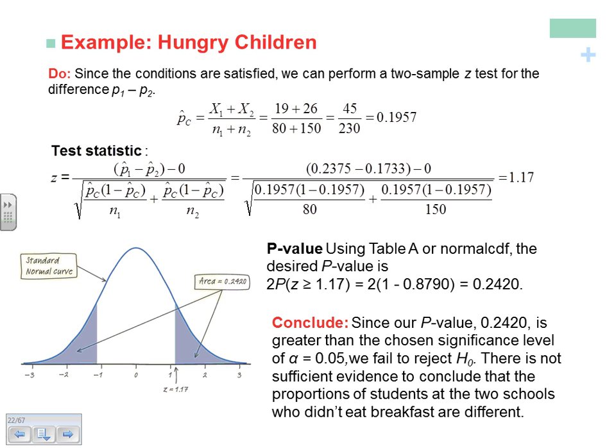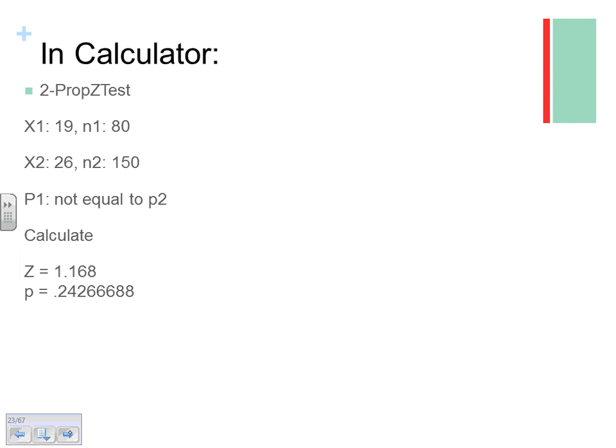Since our p-value was approximately 0.24, that's greater than alpha, because we're at 95% confidence, so our alpha is 0.05. So this is not statistically significant, and we fail to reject the null hypothesis. So there's not sufficient evidence to conclude that the school proportions of students who didn't eat breakfast are different.